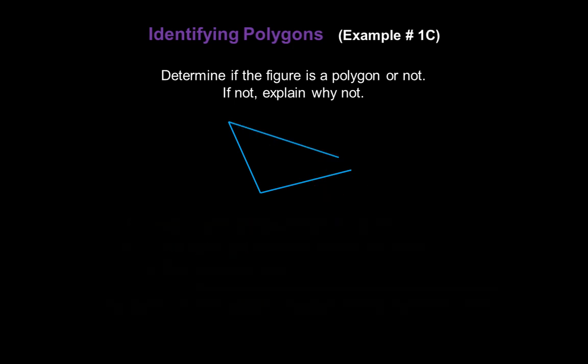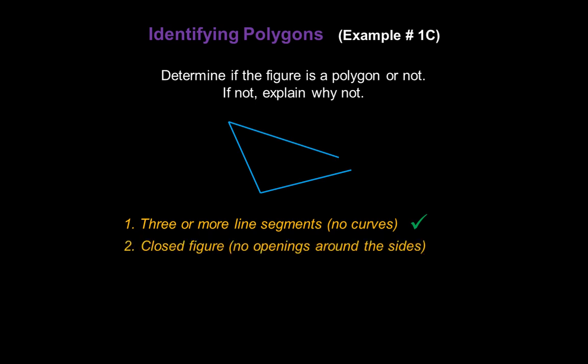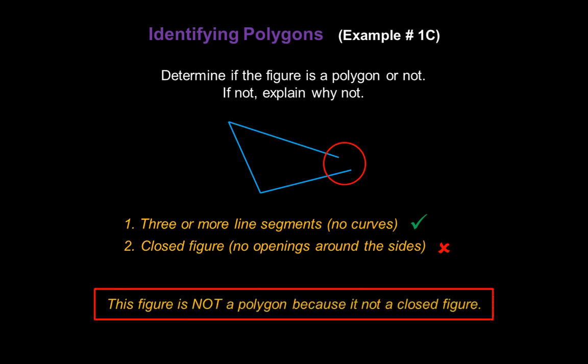How about this figure? Is it a polygon? Requirement number 1 says we have to have three or more line segments with no curves. Now we passed that requirement. Requirement number 2, is it a closed figure with no openings around the sides? We fail that requirement. We have an area with an opening. So this figure is not a polygon because it's not a closed figure.